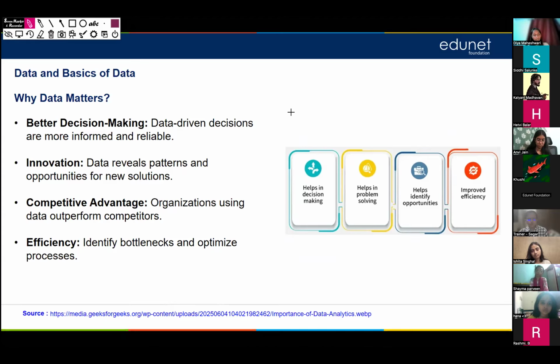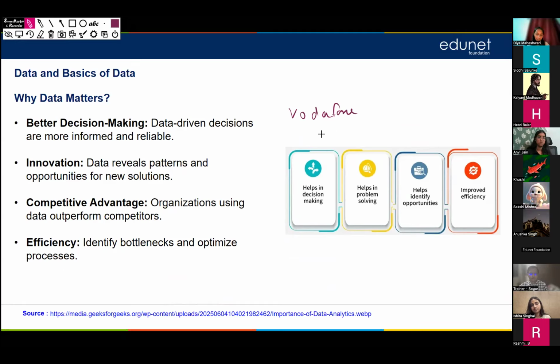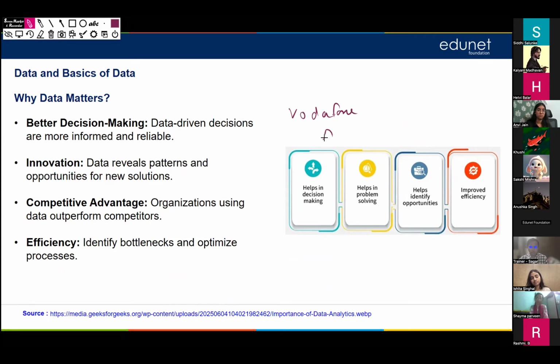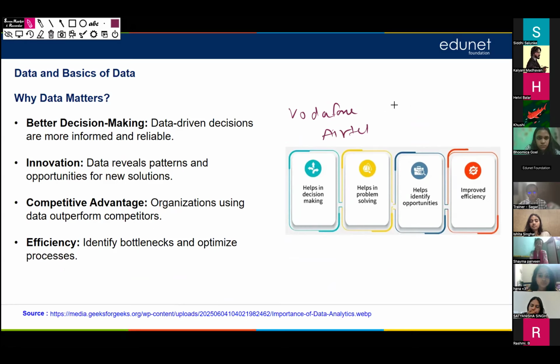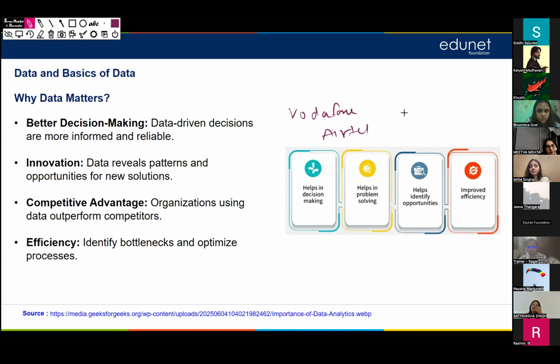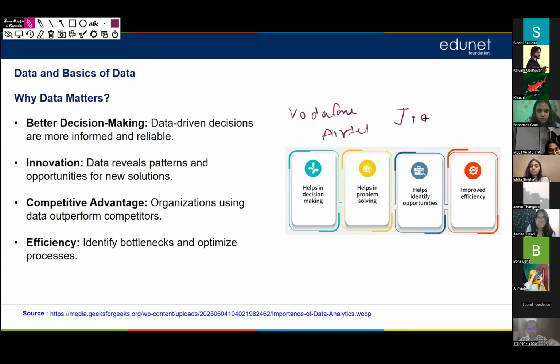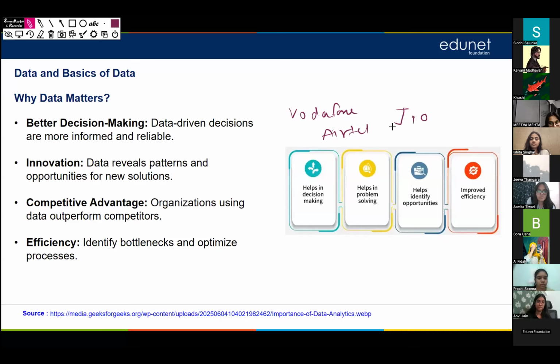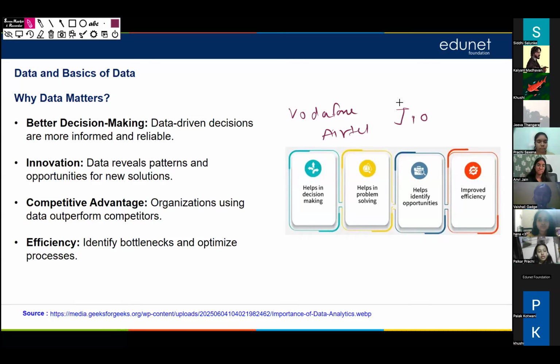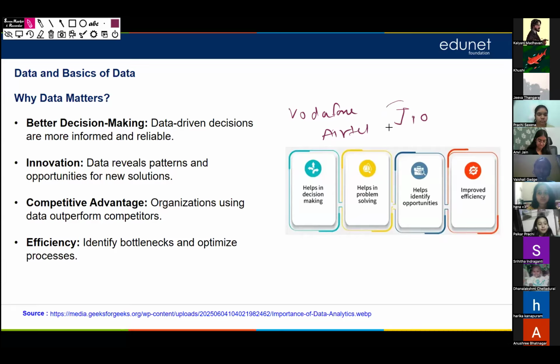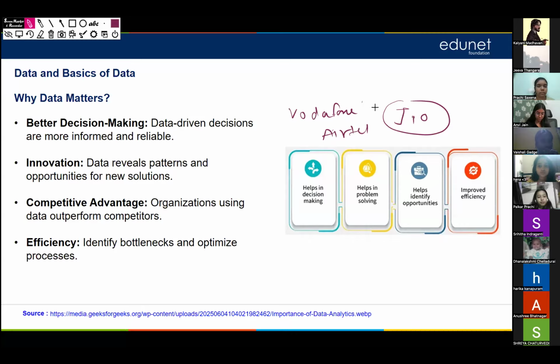How many of you use Vodafone as your SIM card? Okay, let's consider 15, 20. How many of you use Airtel? Okay, again another 15, 20. How many of you use Geo? Yes. Some of you may also be using multiple SIMs, right? That's okay. But let's say Geo.